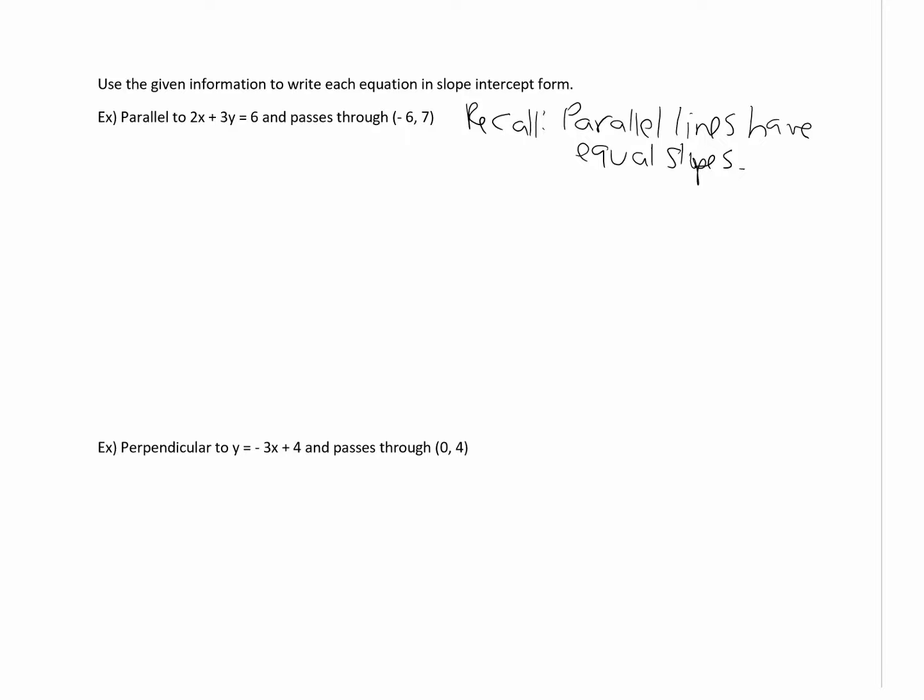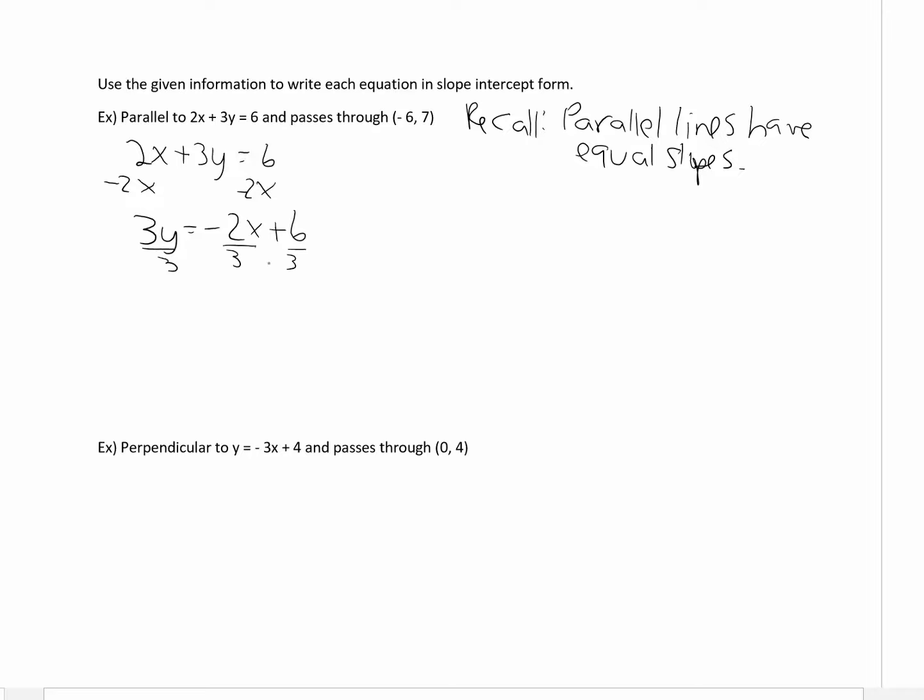Okay, so what I want to do is solve this equation for y so I can identify what its slope is very quickly. So I'll rewrite it as negative 2x plus 6, divide by 3. Okay, so the slope here is negative 2/3, so its parallel slope is also negative 2/3.